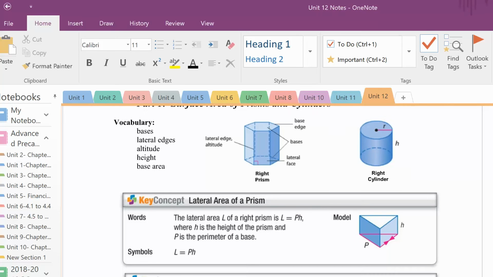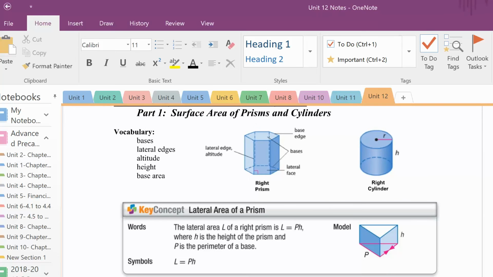There are two types of area when we talk about a prism, cylinder, or any three-dimensional object. There's the lateral area, and the lateral area is just the area of the faces. Notice in this prism there are two bases, a top and a bottom. And then the sides of the prism, there are as many sides as there are sides to the base. Since the base here is a hexagon, there are 6 faces here. So the lateral area is just the area of the faces.